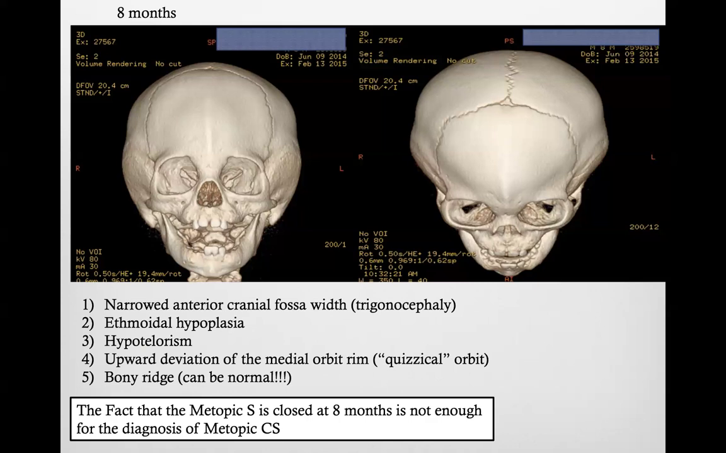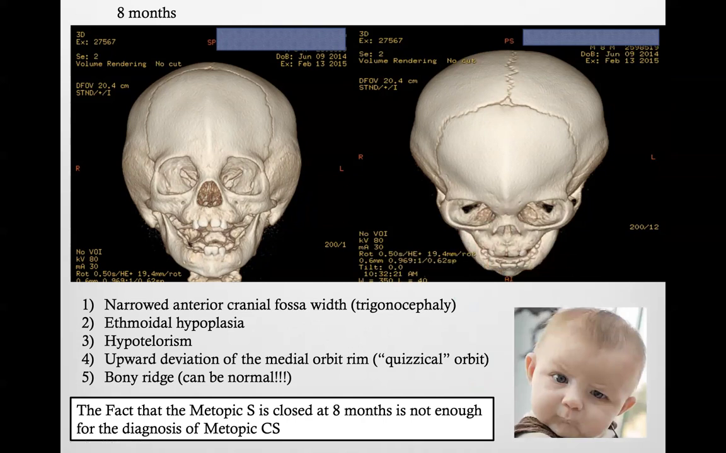This is the typical appearance. Look at the anterior skull. It's very small, it's very narrow with the ridge. We have hypotelorism and also this upper deviation of the medial orbital rim called quizzical orbit. Remember that I showed you before, the copper beaten skull is not per se a sign of raised intracranial pressure if you don't have the clinical context. The presence of a bony ridge is not per se the sign of a craniosynostosis, so it can be normal. So if you see a bit of bony ridge in the metopic suture without trigonocephaly after 2 years old, don't call it metopic synostosis.